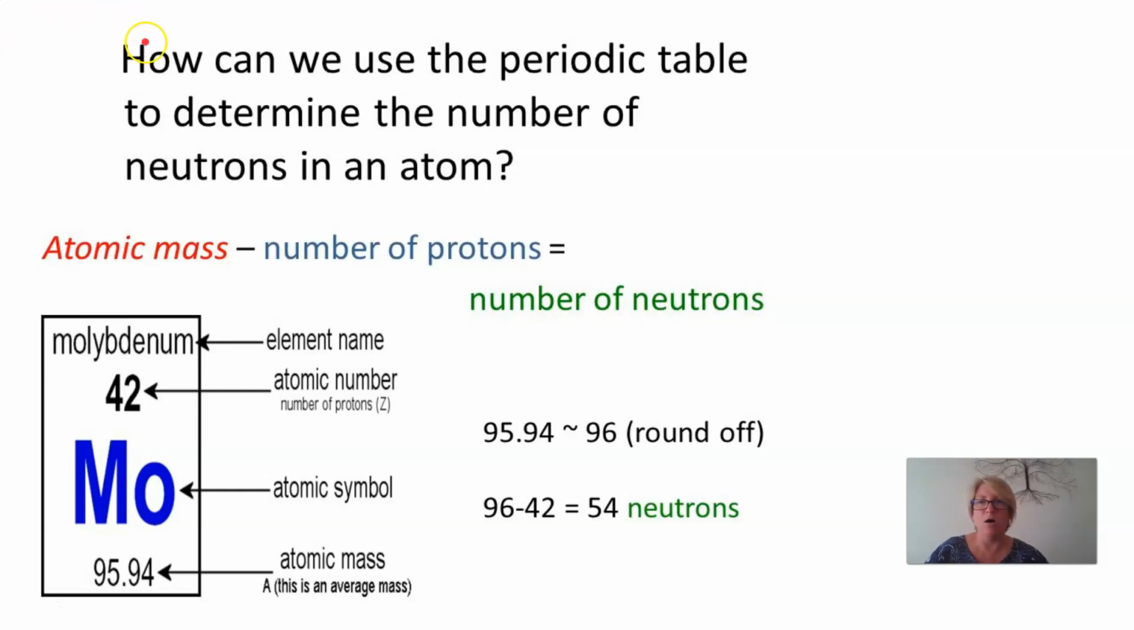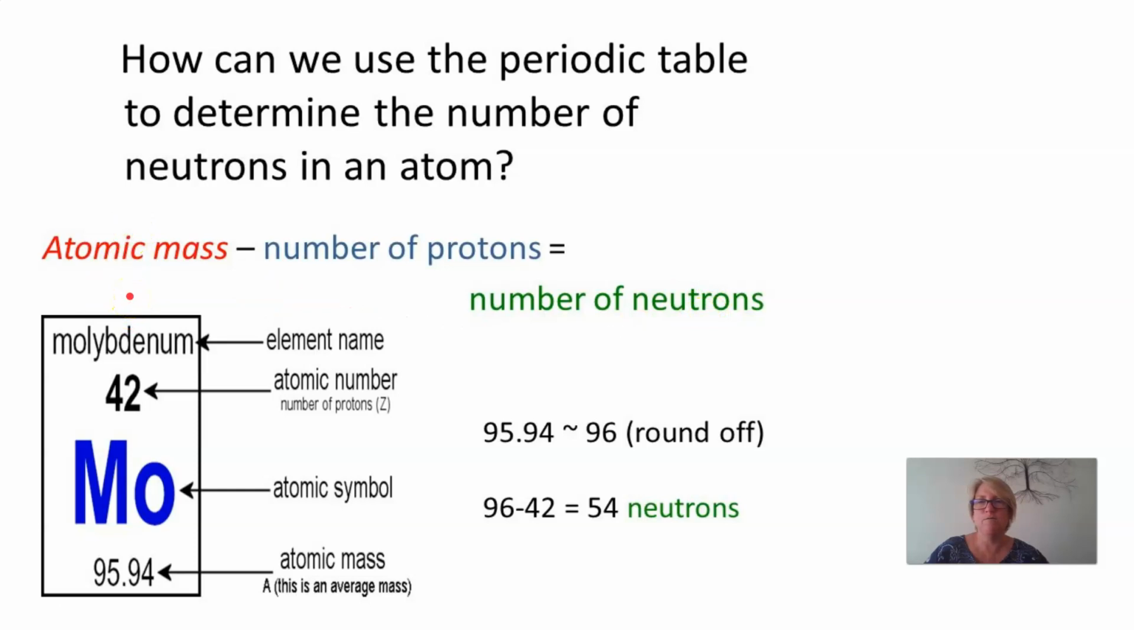So again, how can we use the periodic table to determine the number of neutrons in an atom? Okay, the equation that we're going to use is we're going to take the atomic mass, because the atomic mass is the number of protons and neutrons. And we're going to minus the atomic number, because the atomic number is just the number of protons. And that will then give us the number of neutrons.